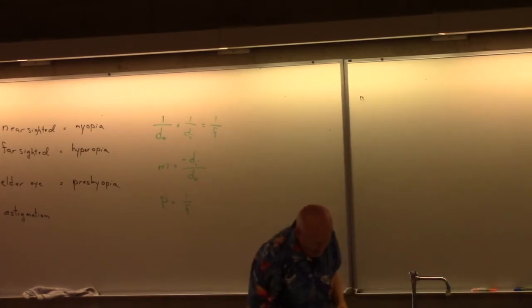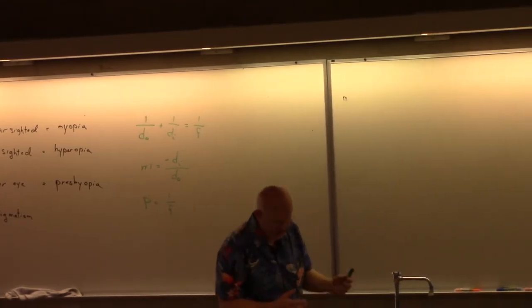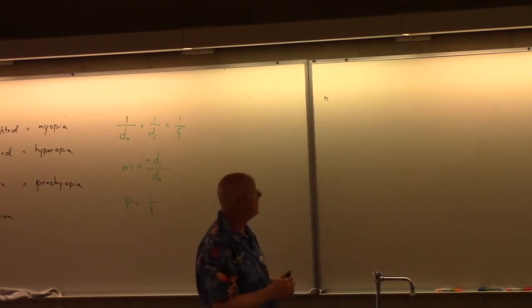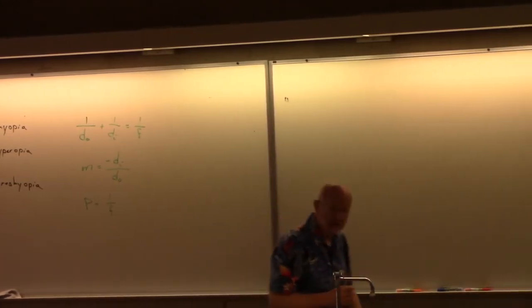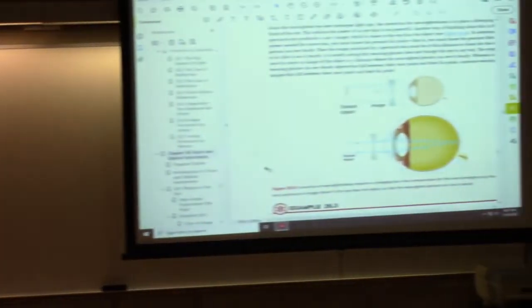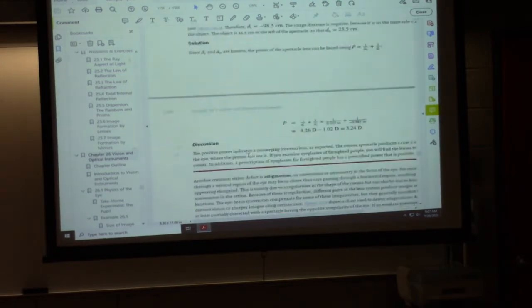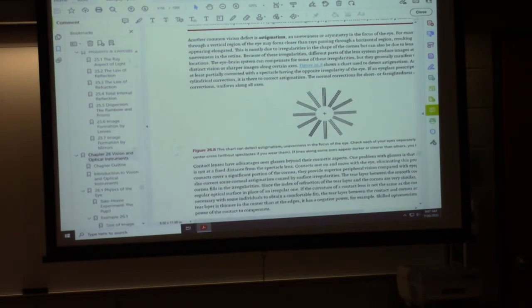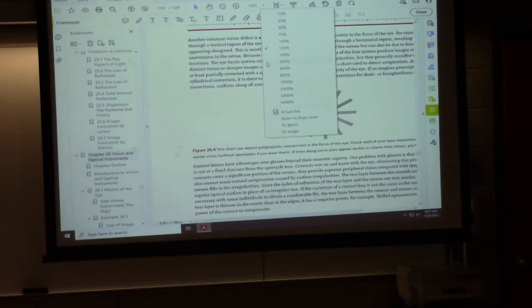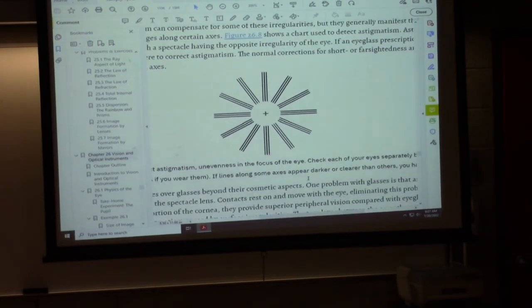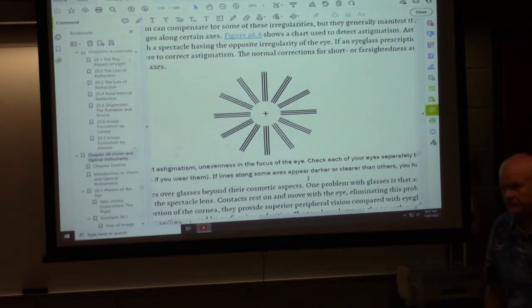So I thought we would look at a couple of examples, starting with one directly in the book, and it's example number 3. Oh, I forgot astigmatism. I apologize. Let me go to the next picture. And then there's one other little subtlety that I should touch on here. And this picture is kind of a test of astigmatism. It's just a bunch of lines and kind of a star pattern.